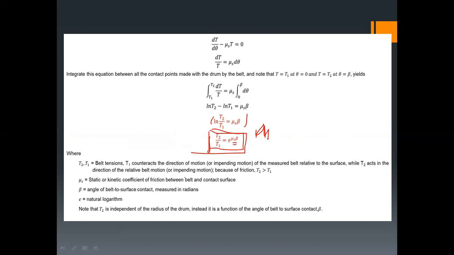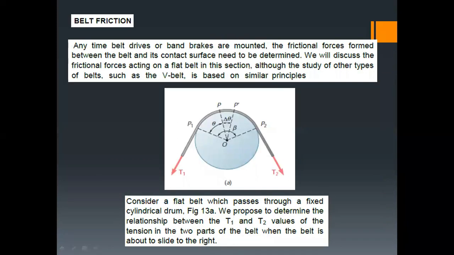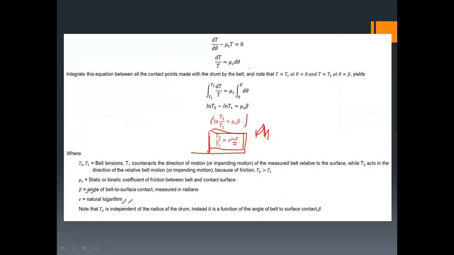So, static or kinetic coefficient of friction yan. And then, angle of belt to surface contact measure yung beta, and the natural logarithm ng E, no? So, sa calculator nyo yan, meron din yan. So, note that the tension 2 is independent of the radius of the drum. So, instead it's a function of the angle of belt to surface contact, which is your beta. Okay, so ito gamit na gamit yan, no, kapag yung pinag-aaral natin is yung belt friction.